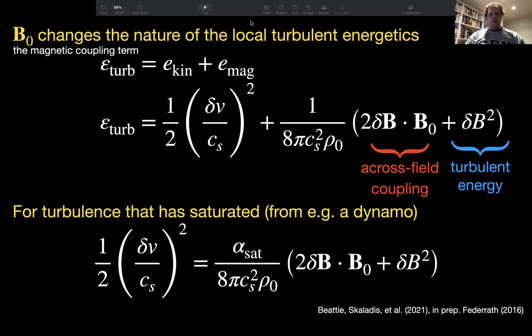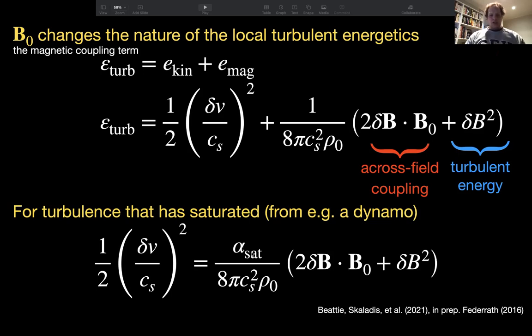Okay, so B0 also changes the local turbulent energetics. So here I'm just computing the total turbulent energies locally in a cell. You can see it's going to have the velocity term, and also the magnetic energy term. And when you don't have a mean field in there, so you don't have the B0 squared term because it's not the turbulent component, all you're left with is a cross field coupling and also the turbulent energy. Okay, you can think that when this turbulence is in a stationary saturated state, these two things are going to equal each other roughly with some kind of saturation constant.